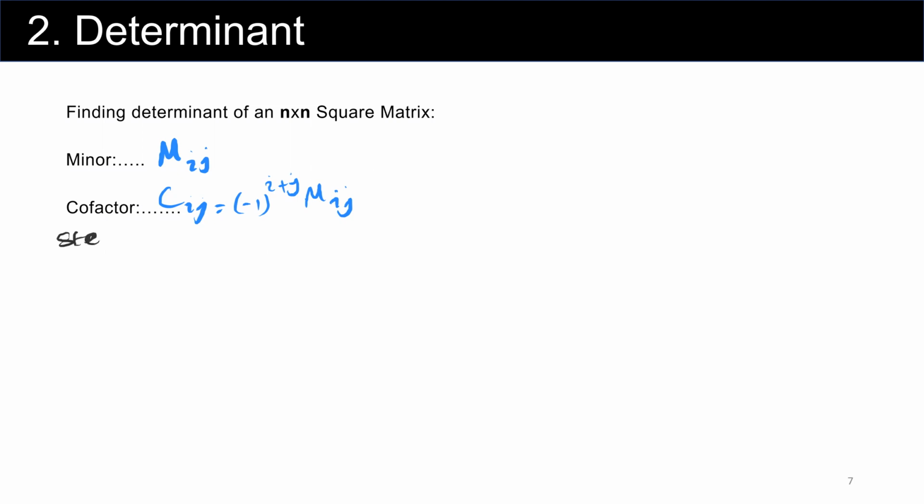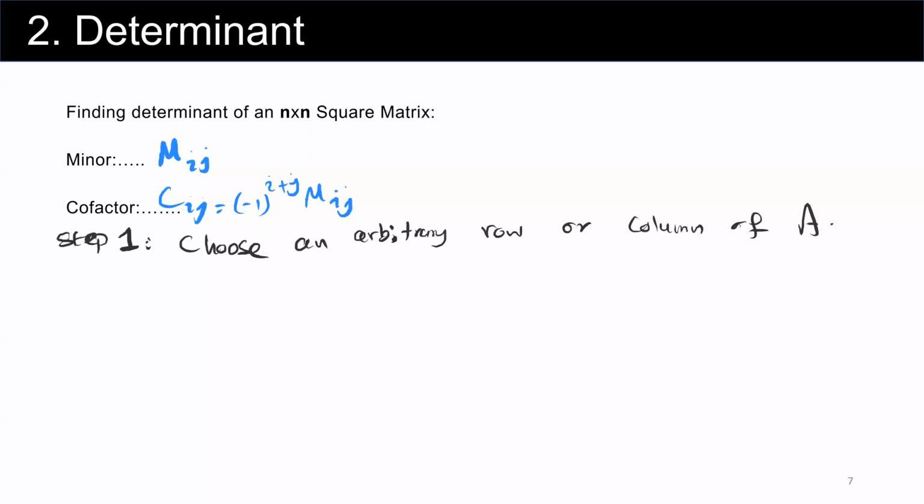Step 1. Choose an arbitrary row or column of matrix A. Usually we go with the first row. That's what we did for the 3 by 3 matrix. If I want to show this for the 3 by 3 matrix A, B, C, D, E, F, G, H, I, in the 3 by 3 example we started with the first row.